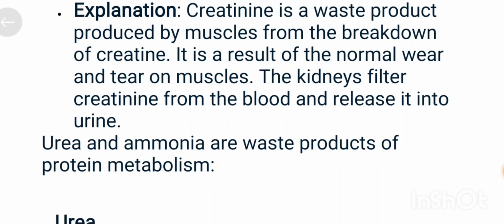Urea and ammonia are waste products of protein metabolism. Ammonia is a waste product produced when the bacteria in the intestine digest protein. The liver processes ammonia into urea, another waste product. Uric acid is a waste product produced from the breakdown of amino acids.